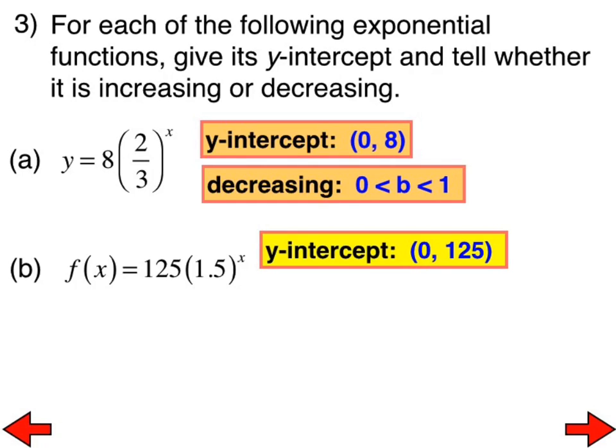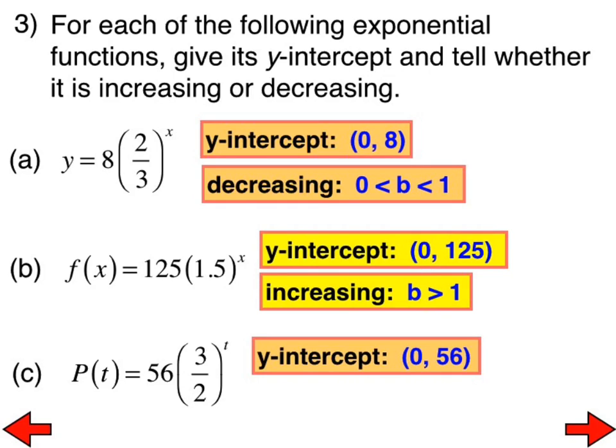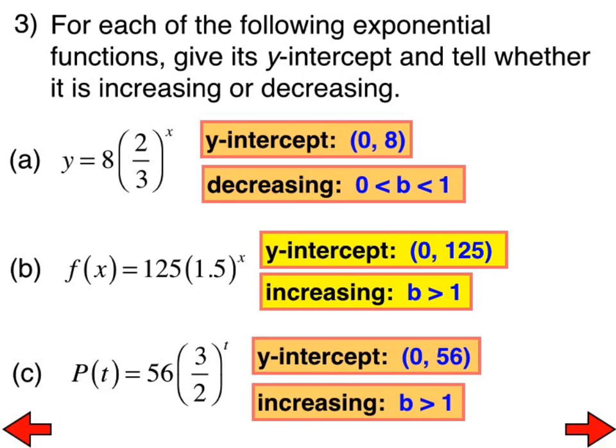It's increasing. Why? Because b is greater than 1. Very good. And then how about part C? Lauren? It's increasing and the y-intercept is 0, 56. Very good. And why is it increasing? Because b is greater than 1. Yeah, notice that this time I did give you b that was a fraction, but it's a fraction greater than 1. So we have to define that a little better than that.